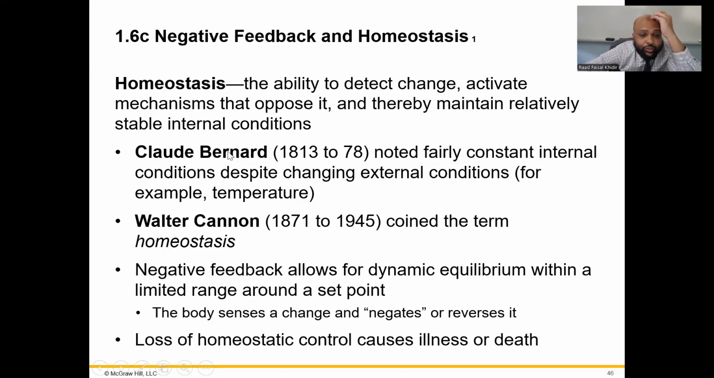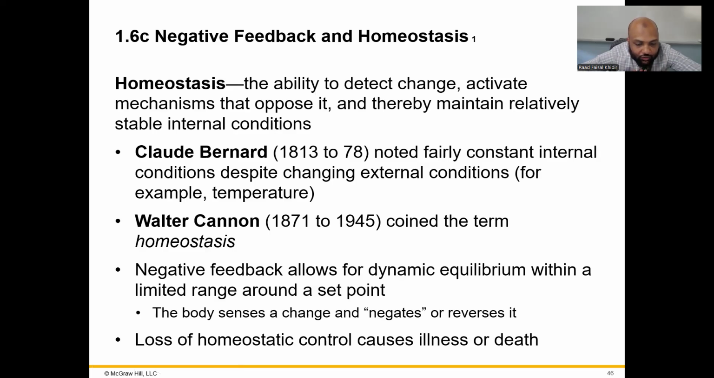There are two scientists we need to know really well, and that is Claude Bernard. Claude Bernard noted fairly constant internal conditions despite changing external conditions, for example, temperature. And then there's Walter Cannon, who coined the term homeostasis. Negative feedback allows for dynamic equilibrium within a limited range around a set point. The body senses a change and negates or reverses it.